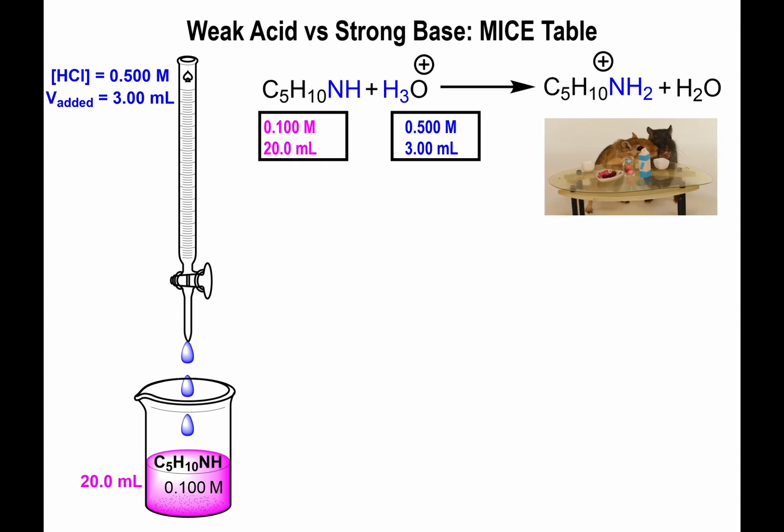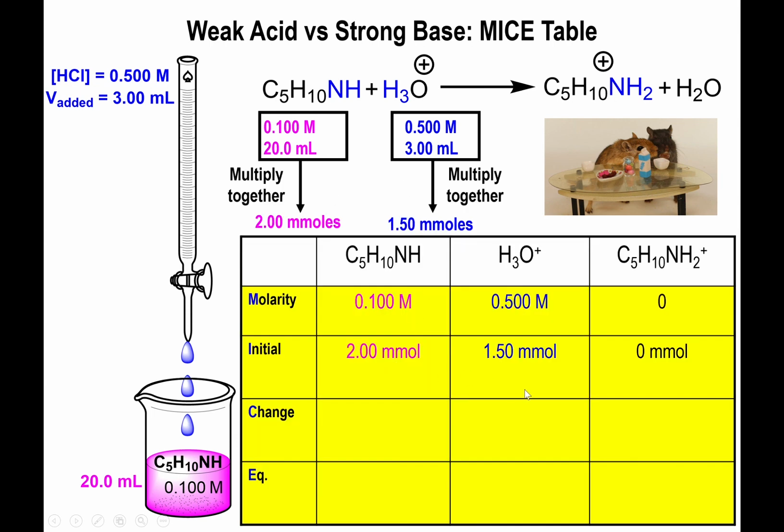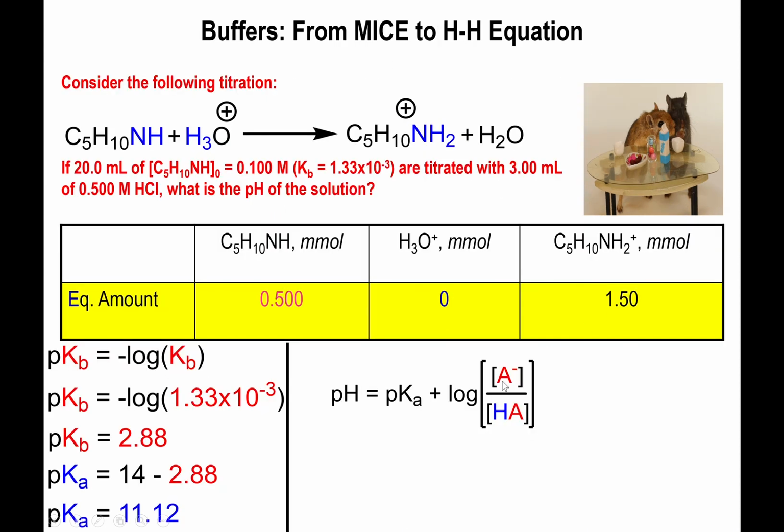Okay, let's do another one. We're going to add an extra mL of HCl, in which case the millimoles are now 2 and 1.5 millimoles. Based on the ICE table, subtract 1.5 from both reactants, add 1.5 to the product. You now have 0.5 millimoles of reactant left over. You have 1.5 millimoles of conjugate acid product produced. Base goes on top, so the 0.5 needs to go on top. The 1.5 is the acid that needs to go on the bottom.